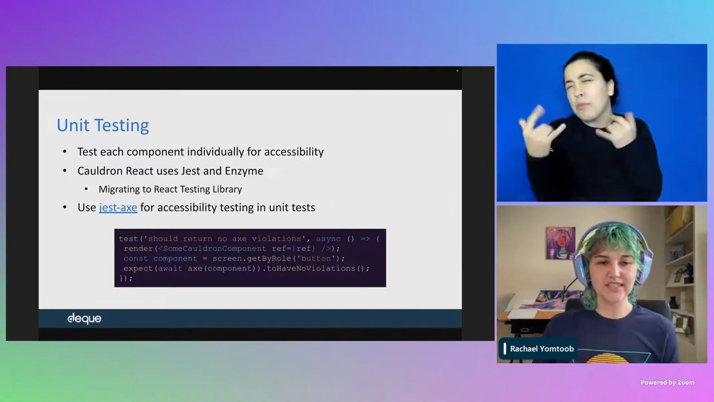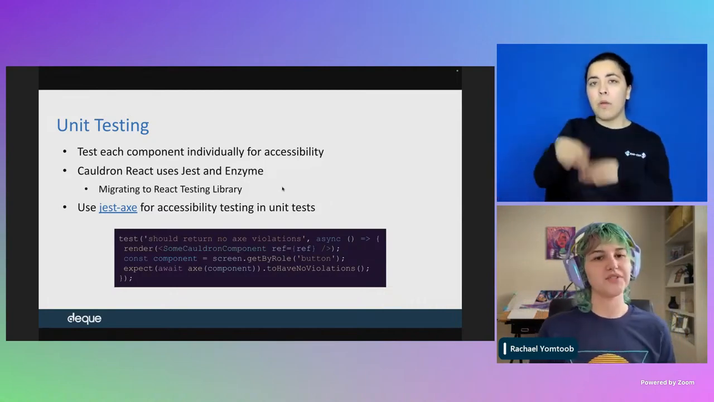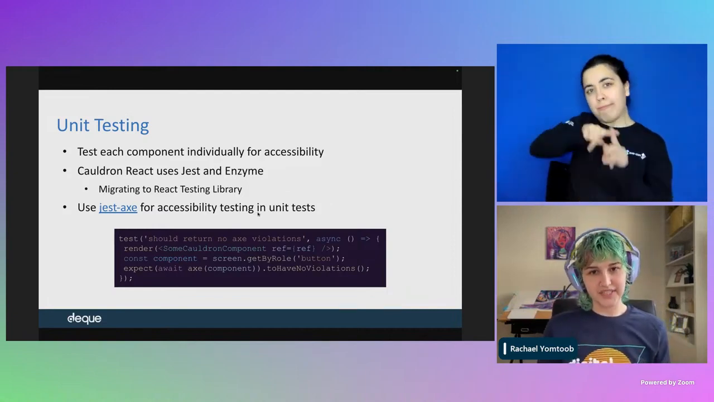And then we use jest-axe, which is actually an open source package that's not maintained by Deque. It's one of our outside contributors, which is awesome. But we use that for accessibility testing in our unit tests.